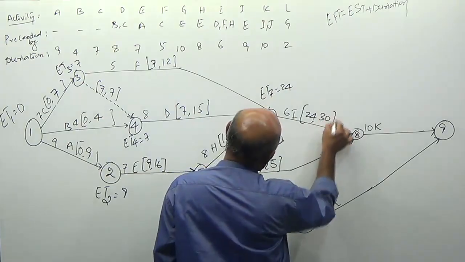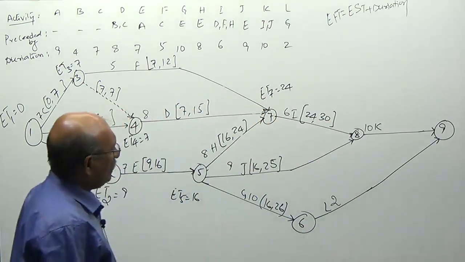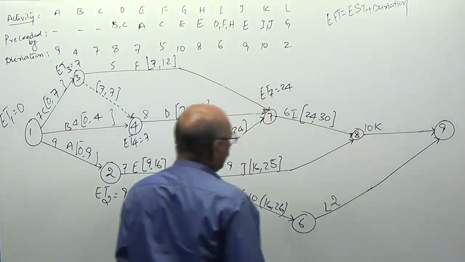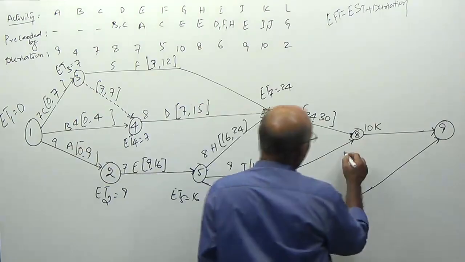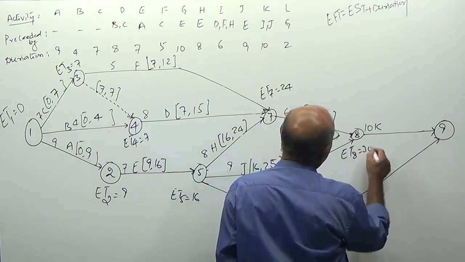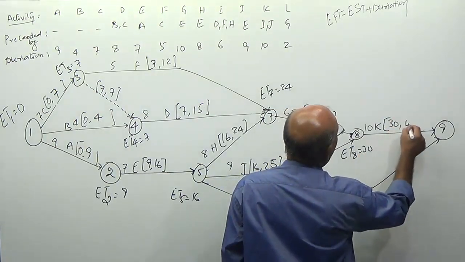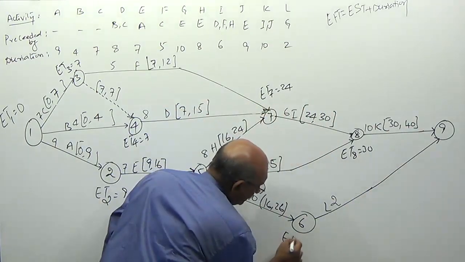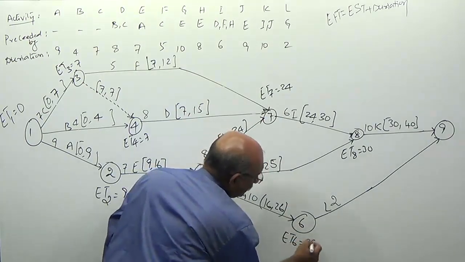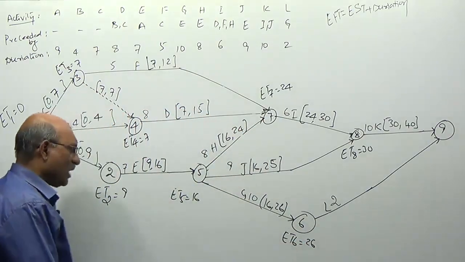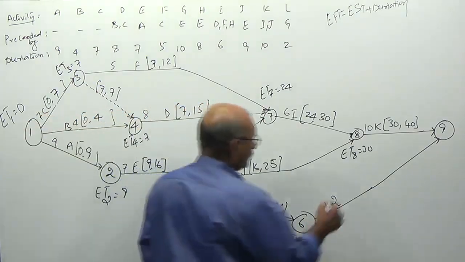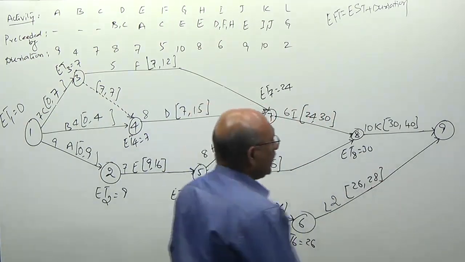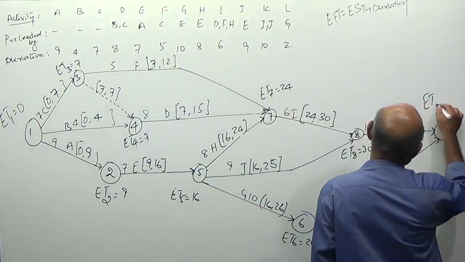24 plus 6 is equal to 30. Again, node 8 is a merging node. 25 and 30, maximum is 30. 30 plus 10, 40. Here, sir, node number 6 you are reaching on the 26th day. 26 plus 2, 28. So, earliest time of 9 is equal to 40.